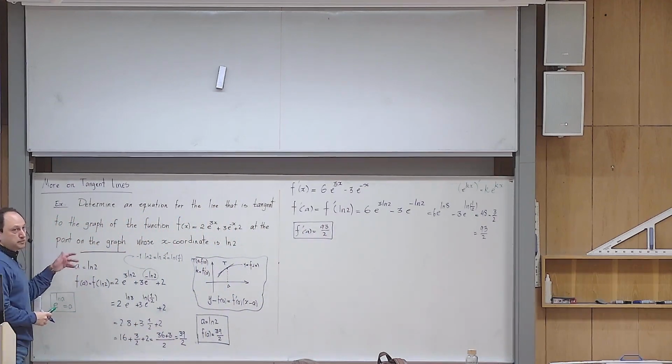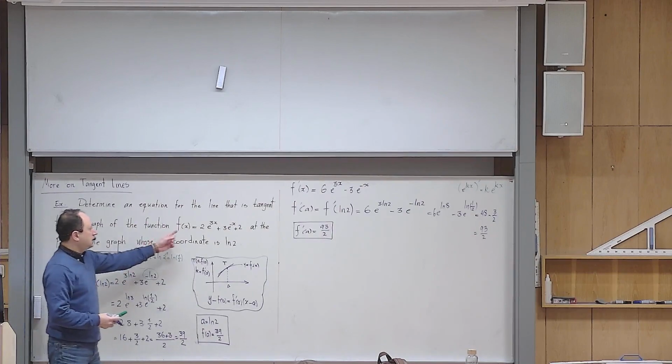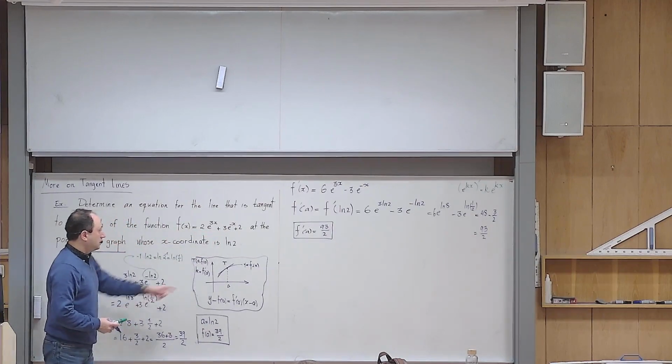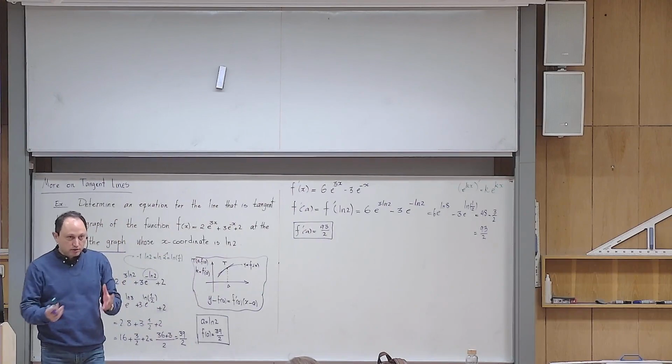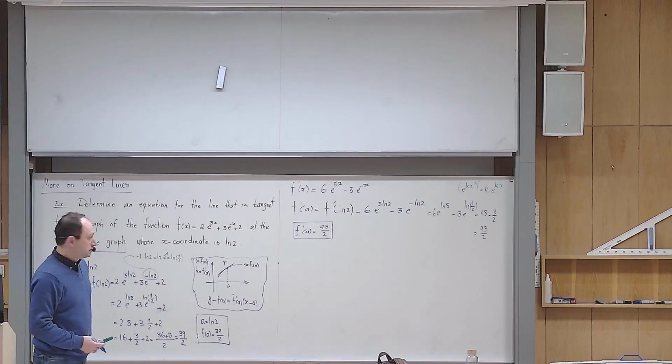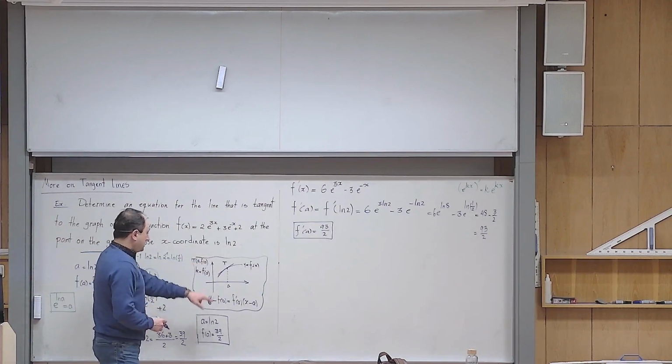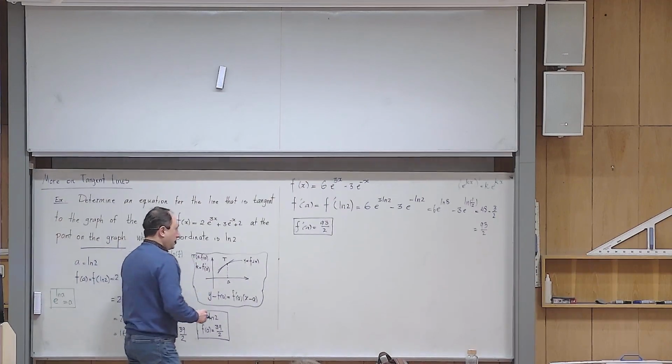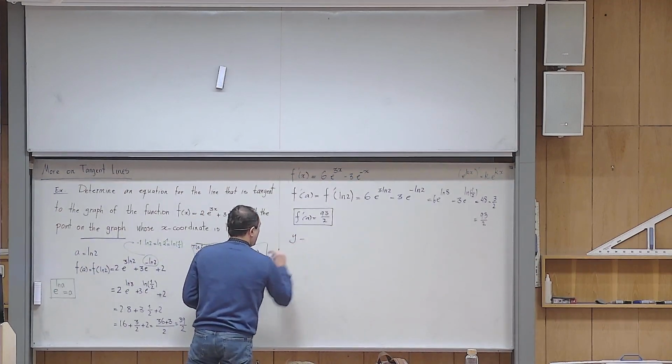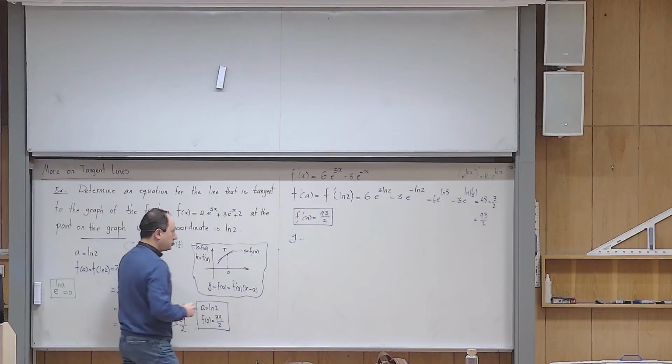You need to know this problem very well. The structure of the problem is the same. The only thing I can change is the function, I can change this number, but the structure of the problem remains the same. Okay? And now everything is ready, you put them in this formula. So what happens? This becomes y minus f of a is 39 over 2.